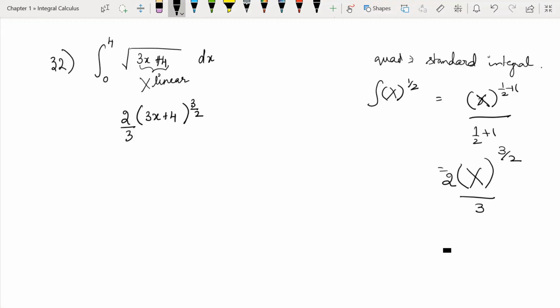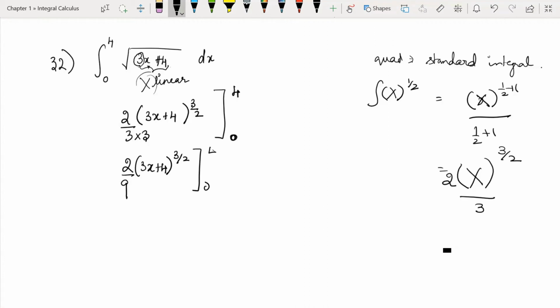However, in this function we have 3x plus 4. The small x is accompanied by a coefficient 3. Therefore, I should additionally divide it. In differentiation, I used to multiply that coefficient in function of a function. In integration, I will divide that 3 in function of a function. Now let me put the bracket 0 to 4. 2 by 9, 3x plus 4, the whole power 3 by 2.